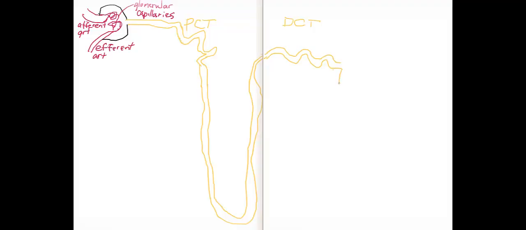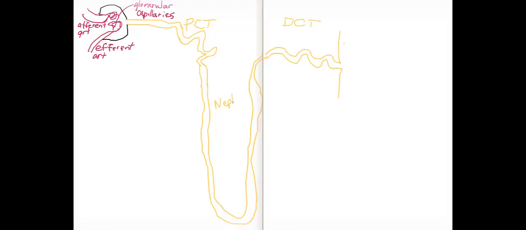Eventually, we're going to progress to an area where we're going to see this hairpin loop. We'll come back up, and then we'll see it over on this side, beginning to form the distal convoluted tubule over here. This is the nephron loop, or the loop of Henle. And so this is the nephron loop.